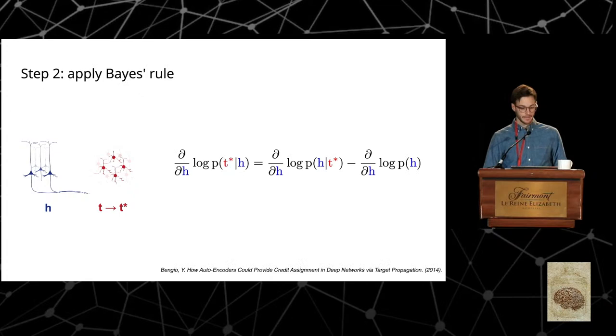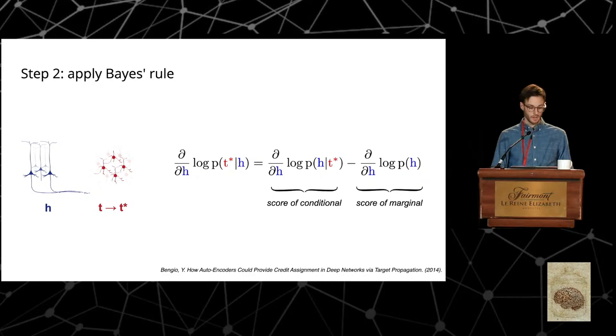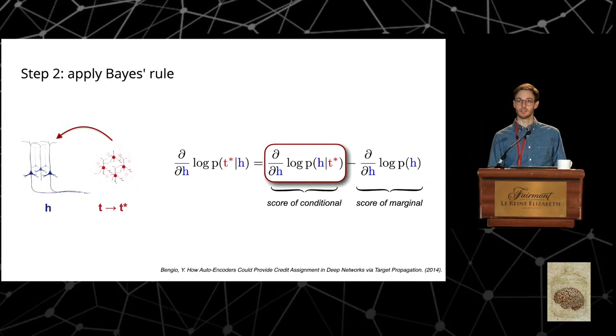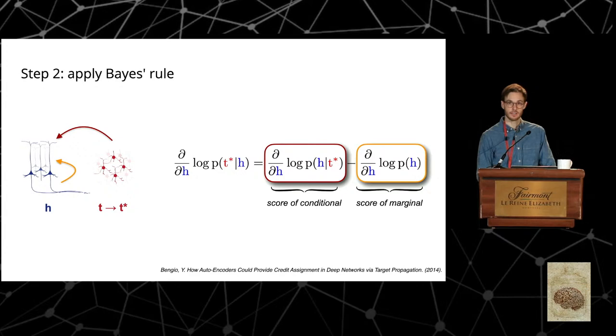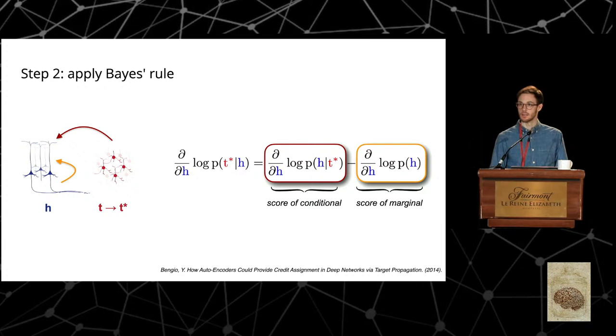Now, our derivation begins in earnest when we apply Bayes' rule to this log probability. And this is arguably the central step in the target propagation family of algorithms. Applying Bayes' rule in this setting, and I've applied the log and derivative here, gives us two terms. On the left, we can think of this as the score of the conditional log probability distribution of H given the target. And on the right, we have the score of the marginal distribution of H. We can think further about these in terms of the flow of information in this system. The score of the conditional depends on the projection of feedback information from our target, whereas the score of the marginal distribution depends only on local information. I want to emphasize at this point that this is an exact relation, and any algorithm for credit assignment or gradient estimation for this class of objectives can be split into these two terms and analyzed in that way.